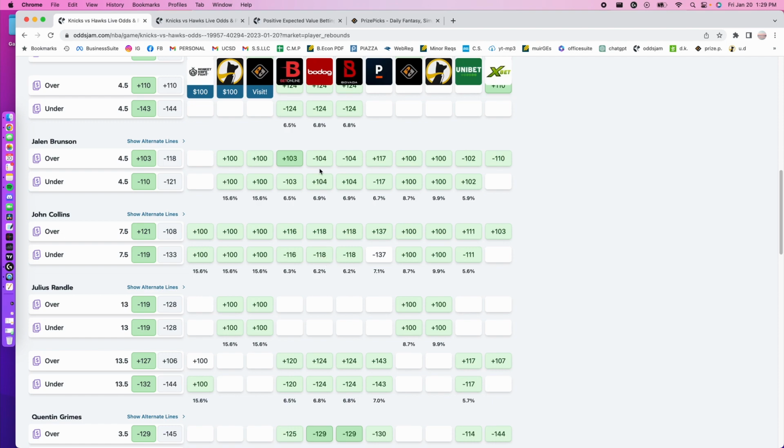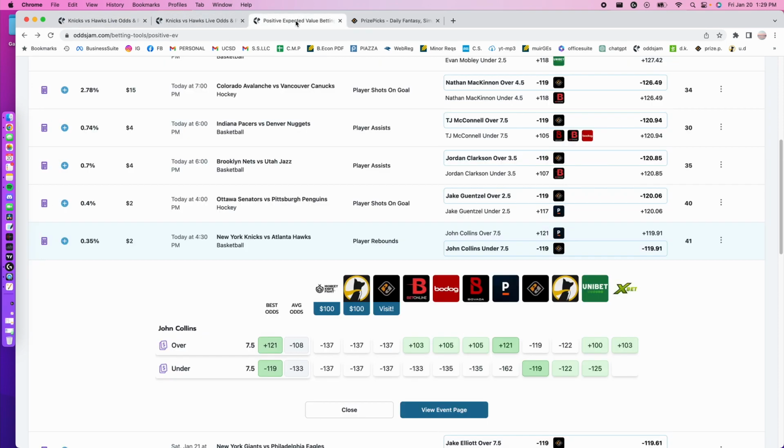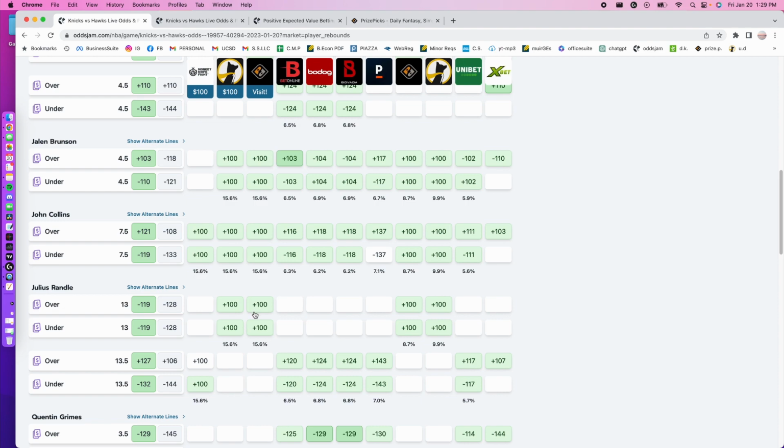Bovada and Bodog both had it at minus 135. If you take the 6% vig out of a 135 favorited line, it goes to negative 118, which is not enough to beat PrizePicks at minus 119 five-pick flex odds. So the average has to be minus 136 or minus 137 or greater.